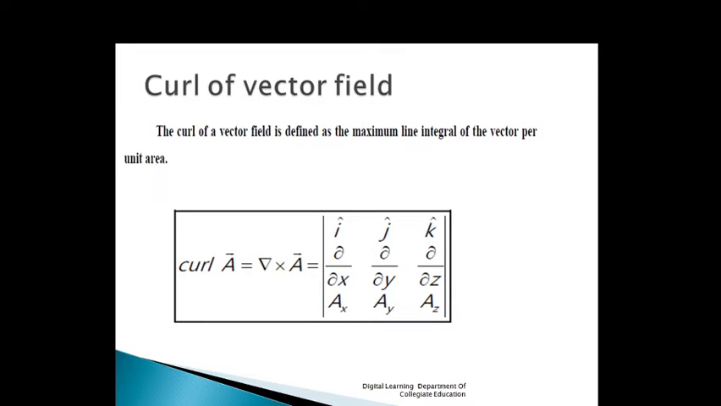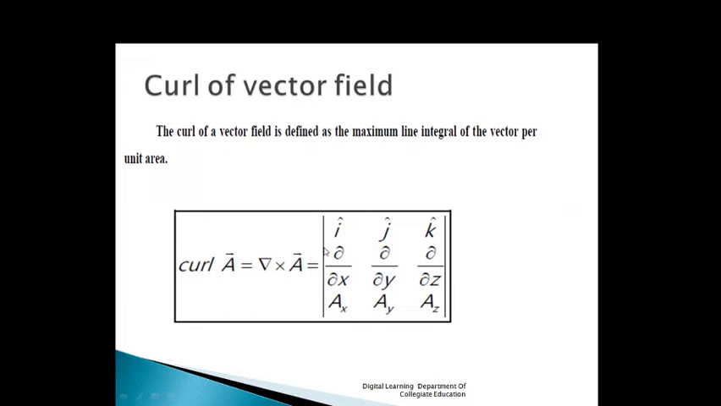Next, the curl of a vector field is defined as the maximum line integral of the vector per unit area, which can be represented as curl of a vector A equal to del cross vector A. Meanwhile, the divergence of vector A can be written as del dot A. The difference between the divergence and the curl of a vector A: for divergence, del dot vector A; for curl of vector A, del cross vector A.